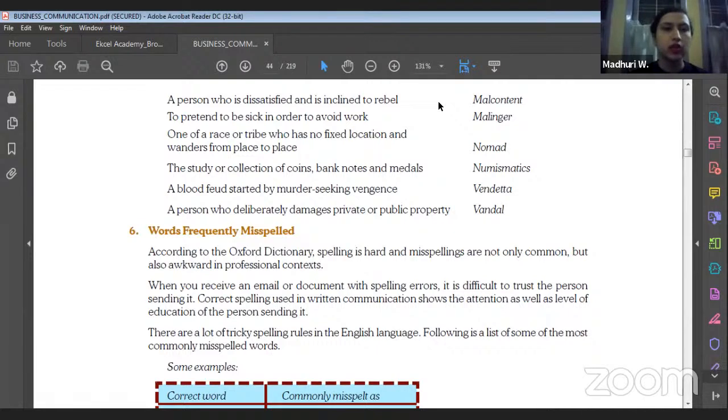To pretend to be sick in order to avoid work is to malinger. Okay. Then one of a race or tribe who has no fixed location and wanders from place to place is a nomad. The study or collection of coins, banknotes, and medals is called numismatics. A blood feud started by murder seeking revenge is a vendetta. Then, a person who deliberately damages private or public property is a vandal.